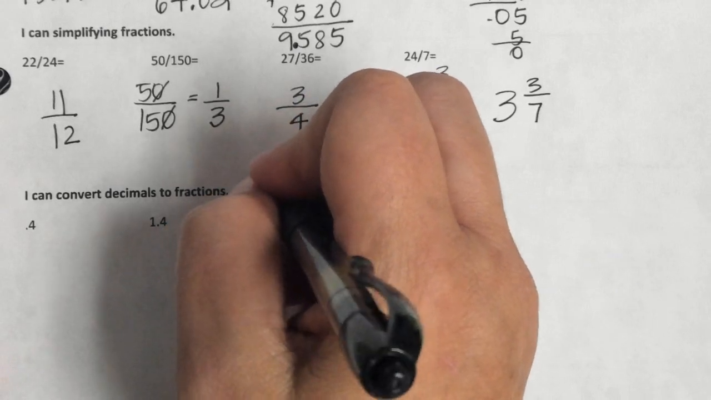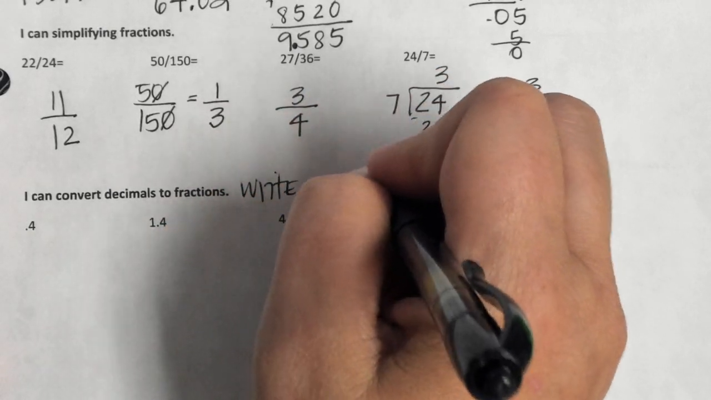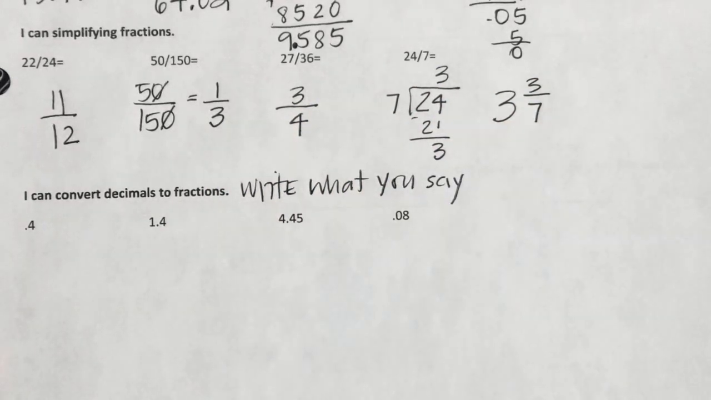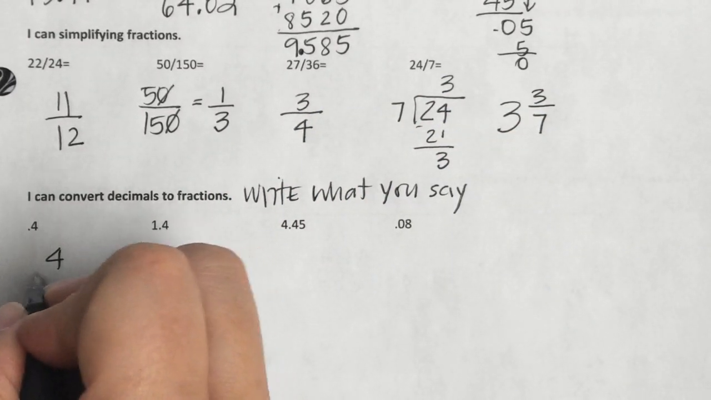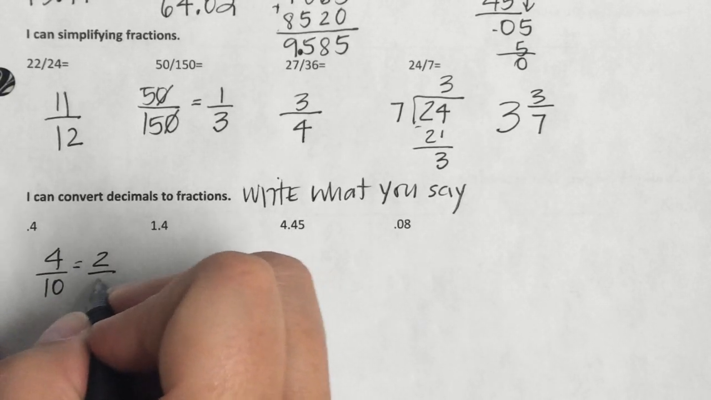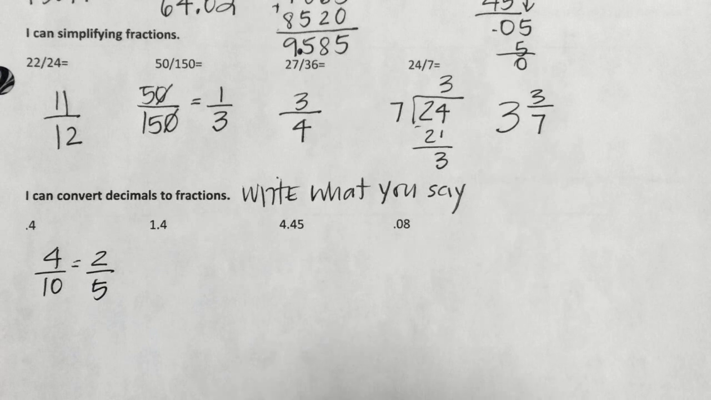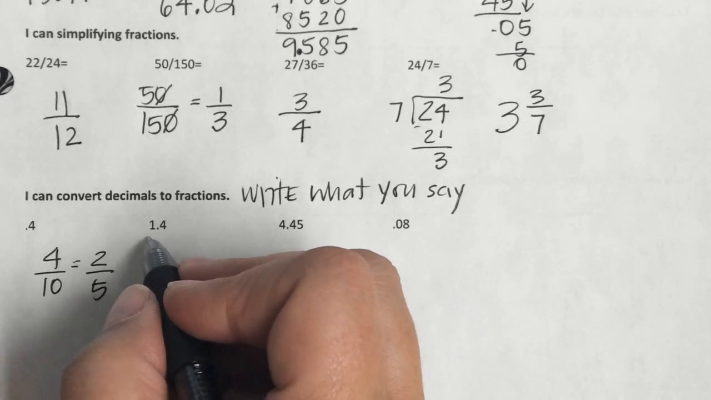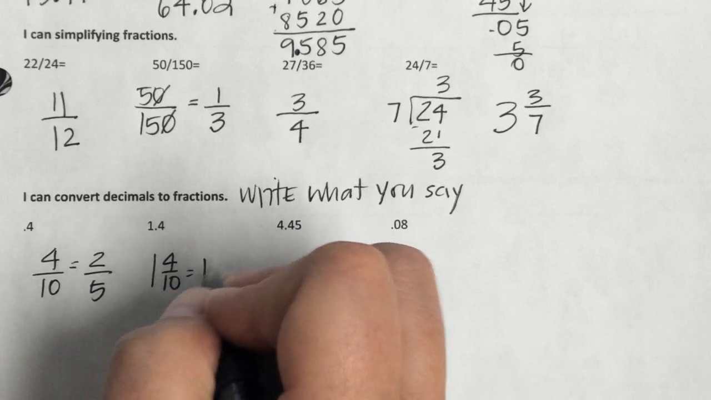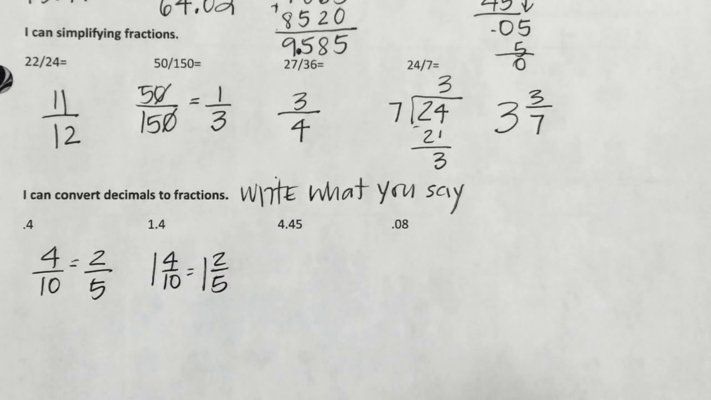This is where you write what you say, okay? So if you start with a decimal, you're changing it to a fraction. This is 4/10, which is the same as 2/5. Very good. This one, almost exactly the same, except we have a whole number. So 1 and 4/10, which is 1 and 2/5.